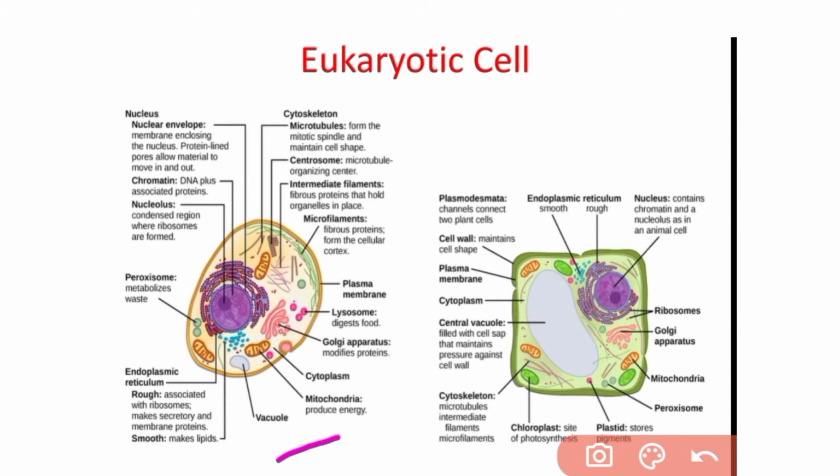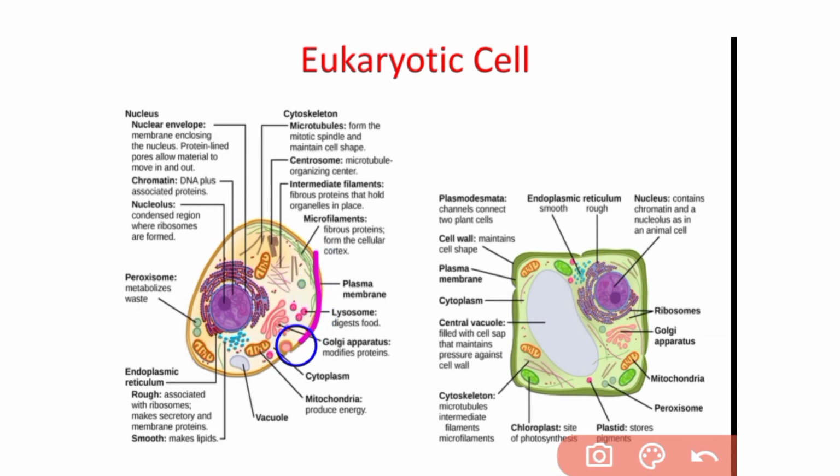Cytoskeleton. First of all, this is the cytoskeleton. Then the centrosome. This structure is the centrosome. Centrosomes are microtubule organizing centers. Then intermediate filament. Intermediate filament is a rod-like structure. These are fibrous proteins that hold organelles in place. Then the green thread-like structure is called microfilament. Fibrous proteins form the cellular cortex.